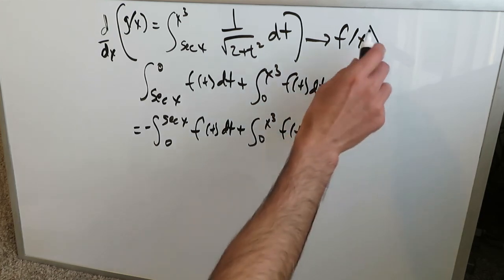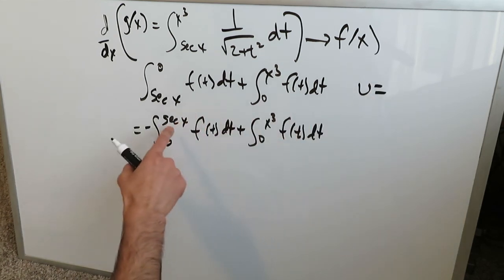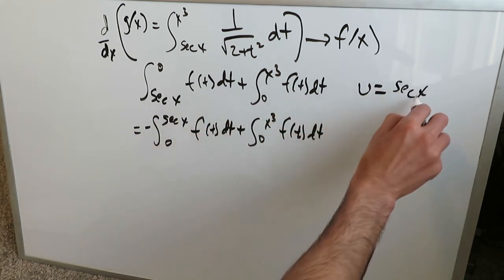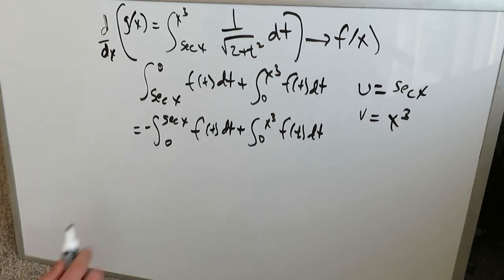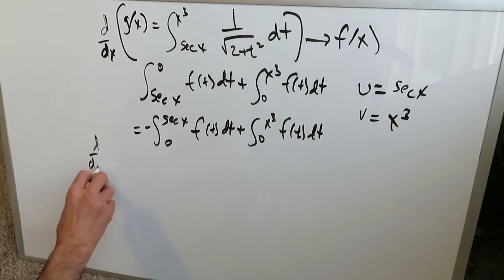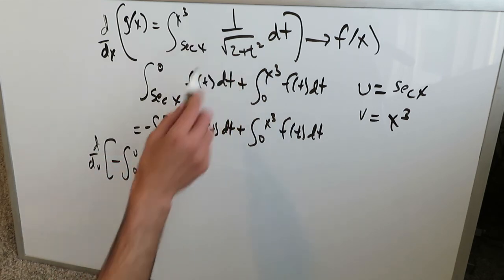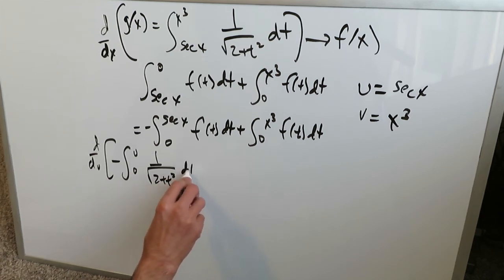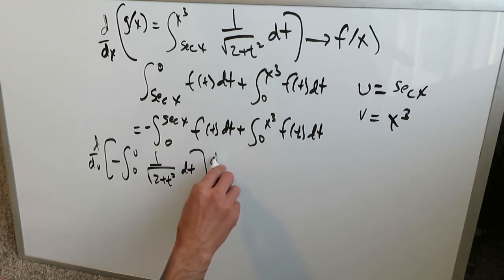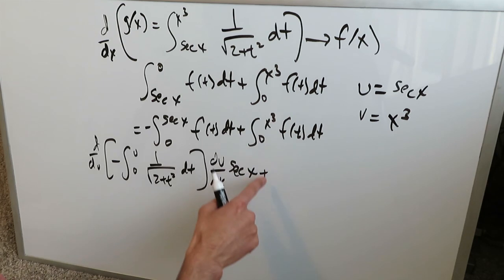If we're trying to understand what the original function is, we can do a substitution. If u is equal to secant x and v is equal to x cubed, we'll just use the chain rule over here, set everything up for completion. d over du of minus the integral from 0 to u of 1 over square root of 2 plus t squared dt. With these t's over here getting substituted for the u, we have a secant x over here.